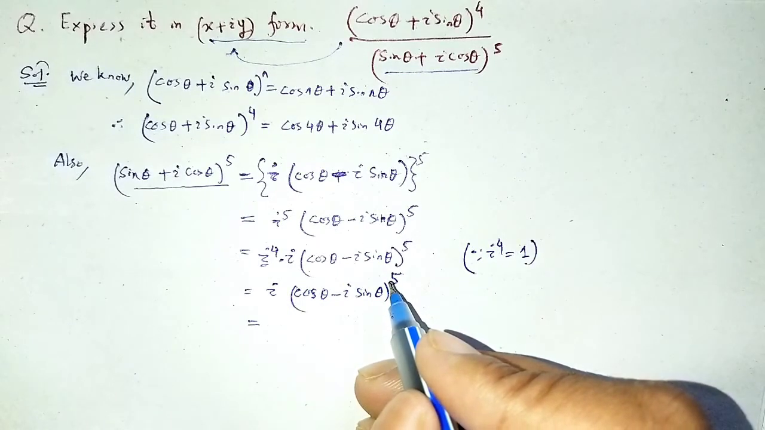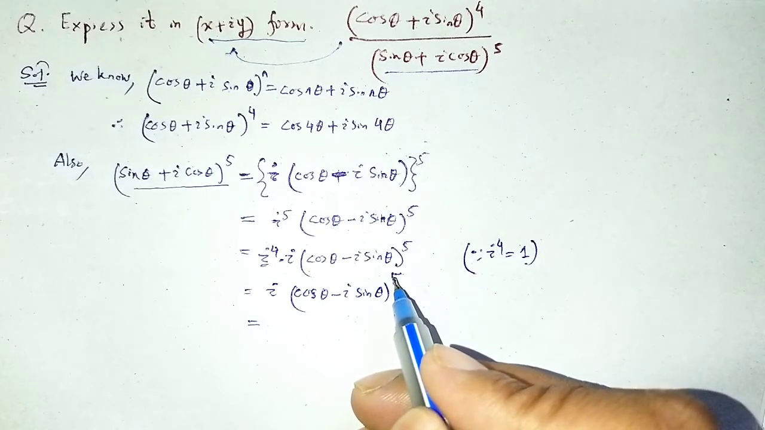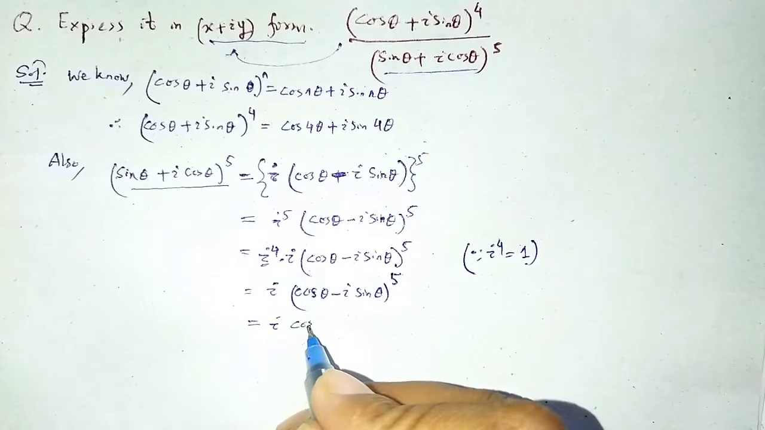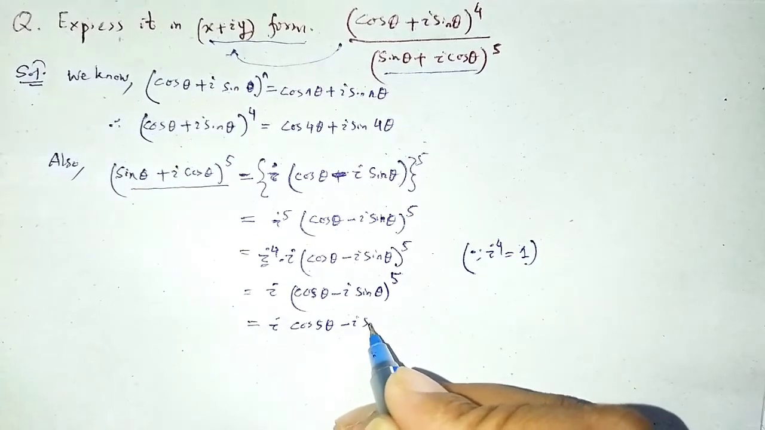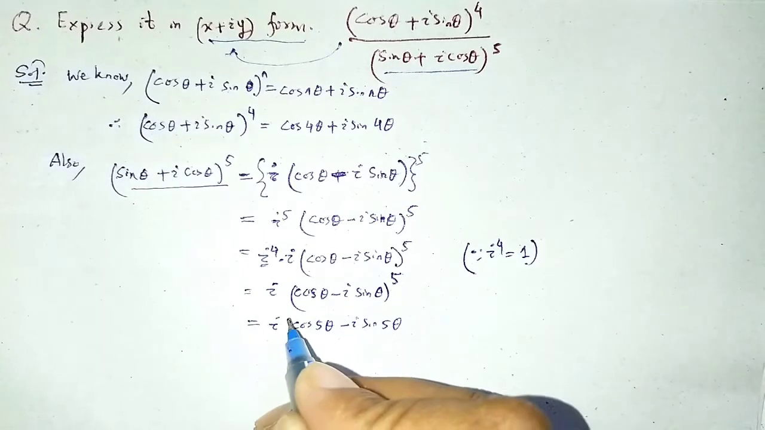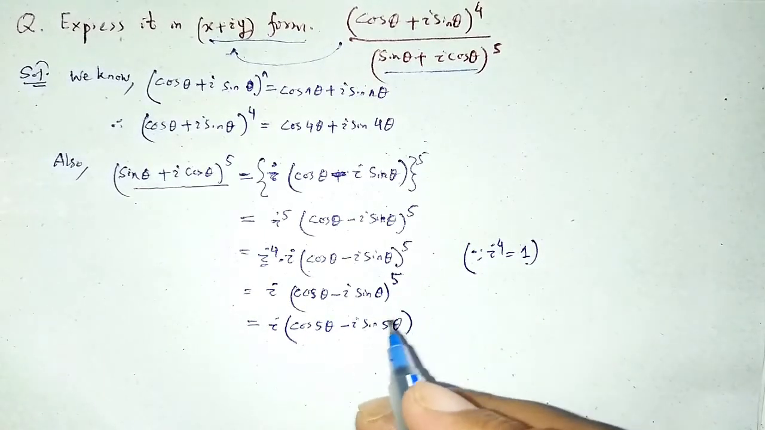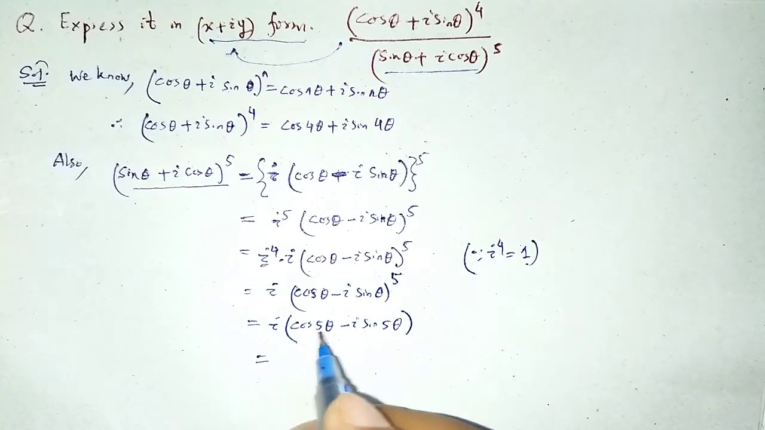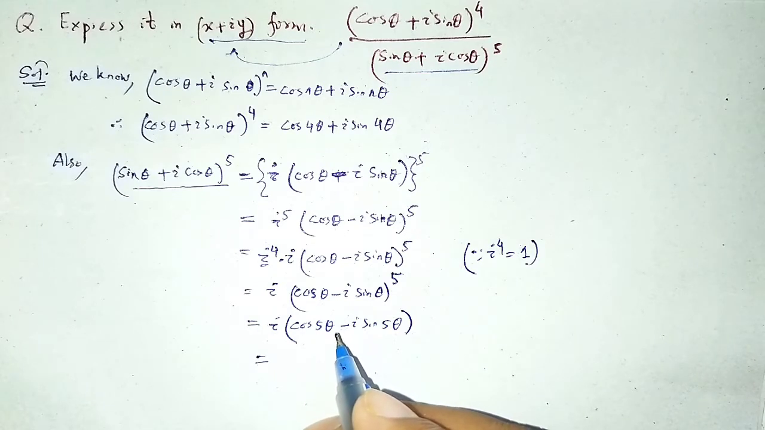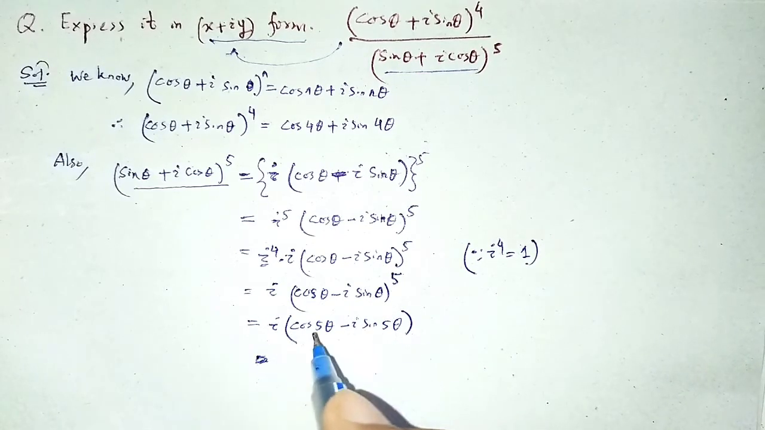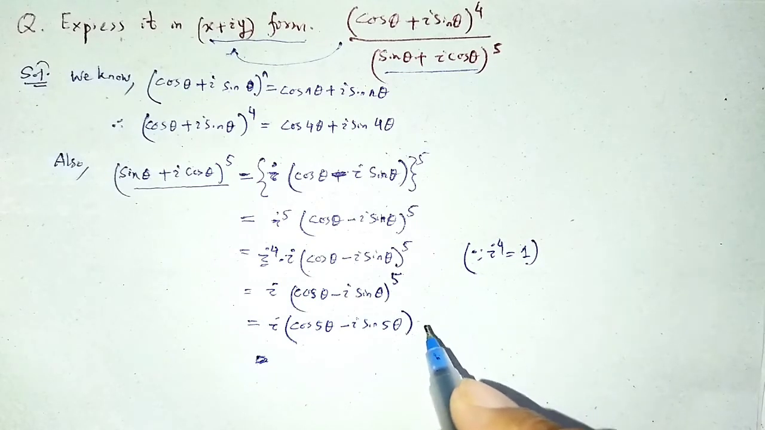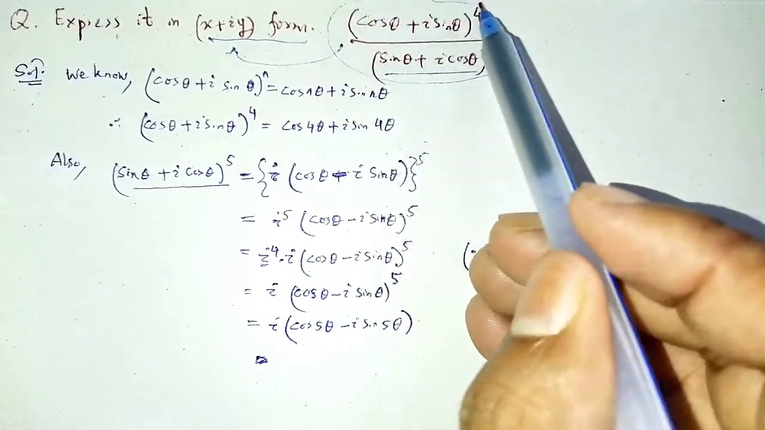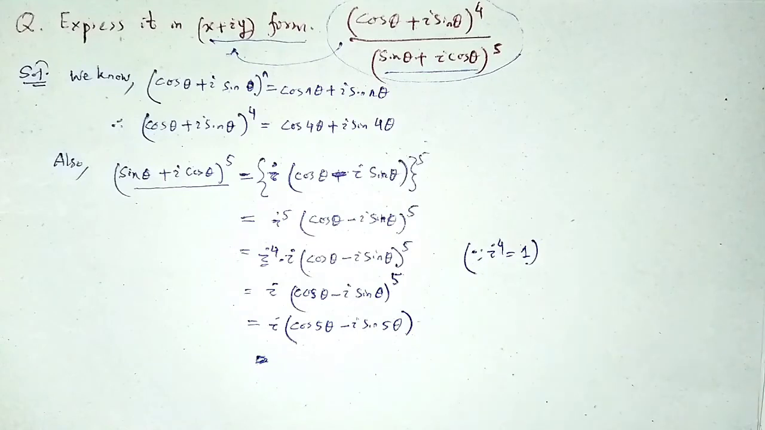Using de Moivre's theorem here also, the power is multiplied to the angle. You have i (cos 5 theta minus i sin 5 theta). We have i multiplied to that expression, or just write that much. Now we can evaluate that particular term in the form of x plus iy.